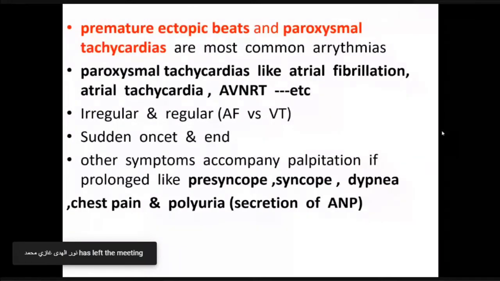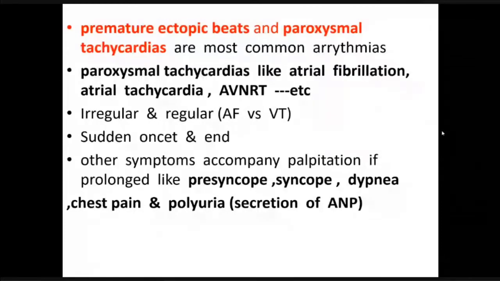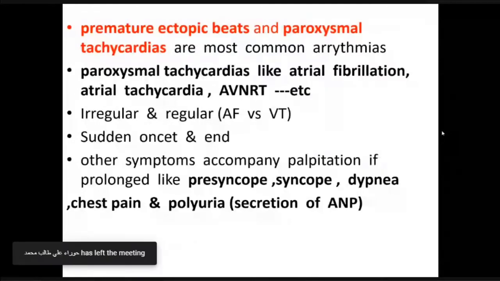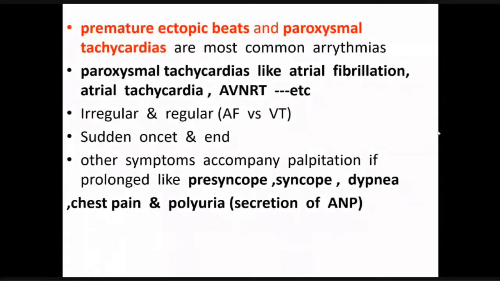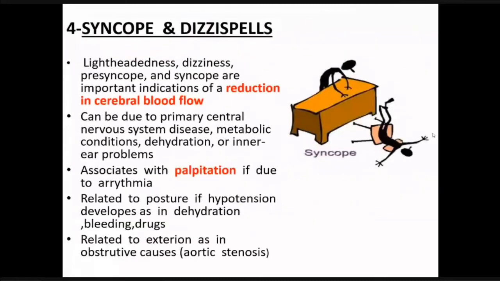Other symptoms that accompany palpitation, if it is prolonged, because it will affect the flow to the brain and cause hypoperfusion of the brain. It will lead to, for example, presyncope or syncope, يعني transient loss of consciousness. The patient might have dyspnea because the patient will have chest pain, he have polyuria sometimes due to excretion of the atrial natriuretic peptide. Syncope of dizzy spells, lightheadedness and dizziness.